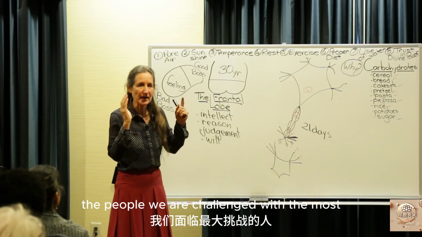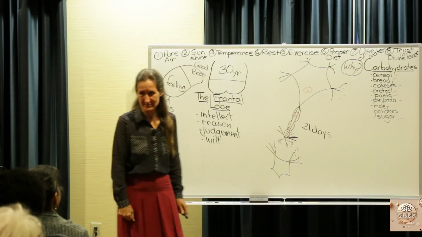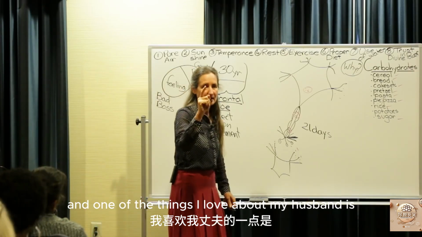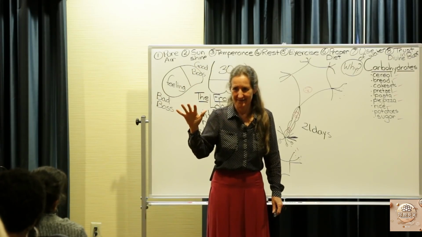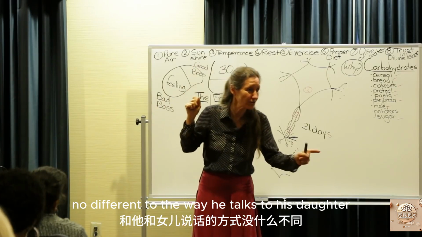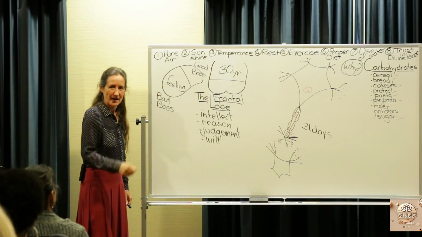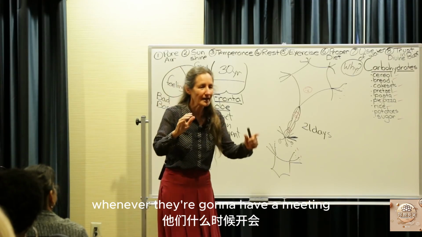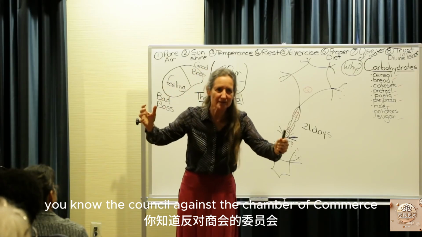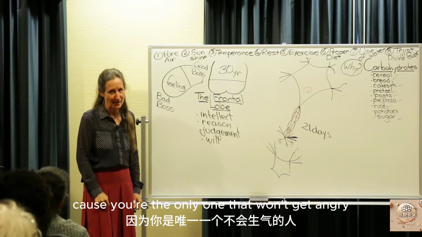And you know, the people we are challenged with the most are usually the ones we're living with. And one of the things I love about my husband is he doesn't change. I've seen him talk to the mayor no different to the way he talks to his daughter or his grandkids. And there's not many people like that. And in the local town, whenever they're going to have a meeting, and it's going to be a hot one, the council against the Chamber of Commerce, they call Michael. They said, "We want you to chair it because you're the only one that won't get angry."